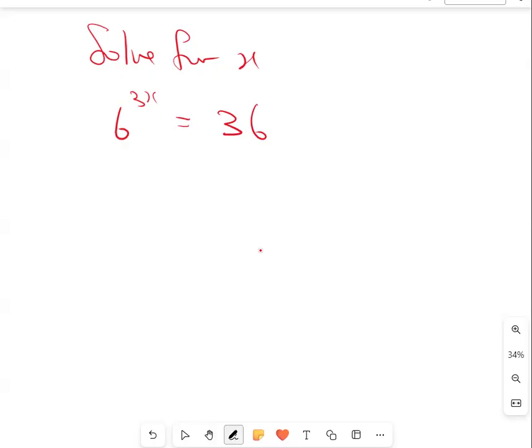Let's try another one. Solve for x. So this is the last one. You have 6 to the 3x equal to 36. Now, you know that 36 is the same as 6 squared. So 3x then is equal to 2. x then is equal to 2 thirds.